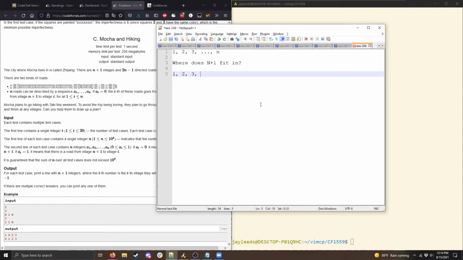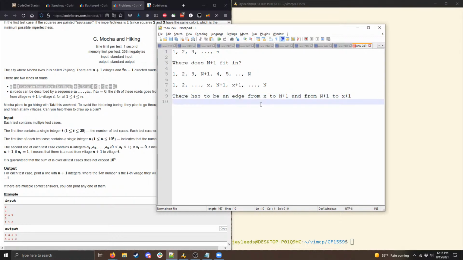So when can we do 1, 2, 3, then n plus 1, then 4, 5, up to n? And the answer is there needs to be an edge. More generally, let's say we're trying to do 1, 2, up to x, then n plus 1, and then go back to x plus 1 up to n. The answer is there has to be an edge from x to n plus 1, and from n plus 1 to x plus 1. Or alternatively, a sub x has to equal 0, and a sub x plus 1 has to equal 1.